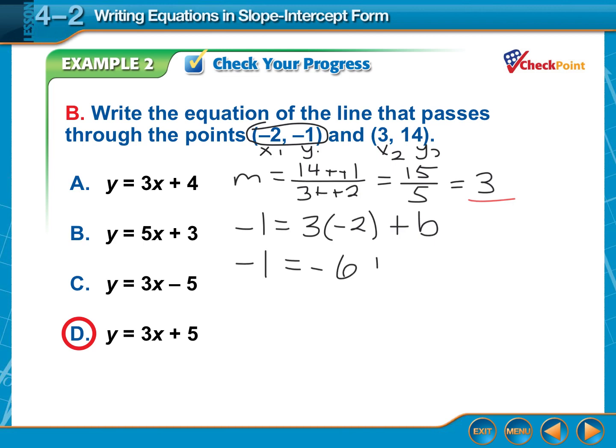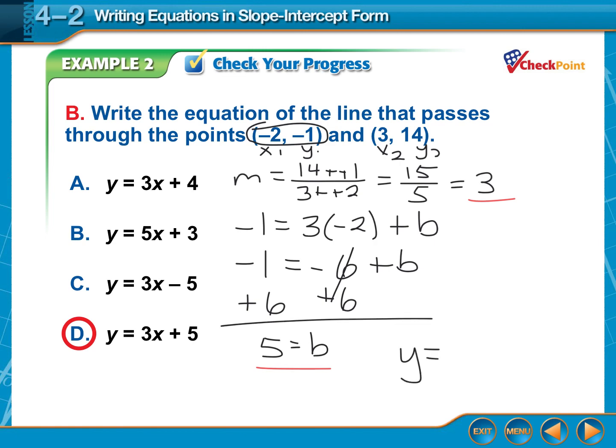Negative 6 plus B. Last step would be to add 6 over. So we have 5 equals B. Okay. Am I done? Yep. Write down the equation. Yes, write the equation. So we have y equals 3x plus 5.